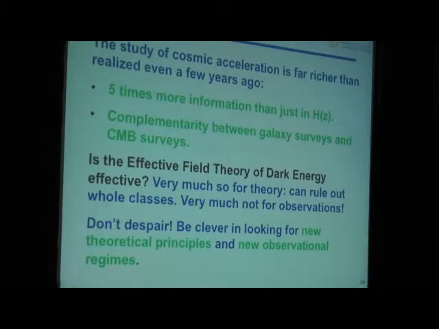We realize now that there's this wonderful complementarity between the galaxy surveys and the cosmic microwave background surveys, both of which were going forward independently and will give information. Now we realize that we really need to combine their information together. The effective field theory gives us this overarching framework. So it's very important on the theoretical side. It can rule out whole classes of theories, but it's not very useful in the practical sense of comparing one for one the observations to the theory. You can't get a unique theory out from the observations. Unless, in the future, we are clever enough to come up with new theoretical principles or new observational regimes that we can use.